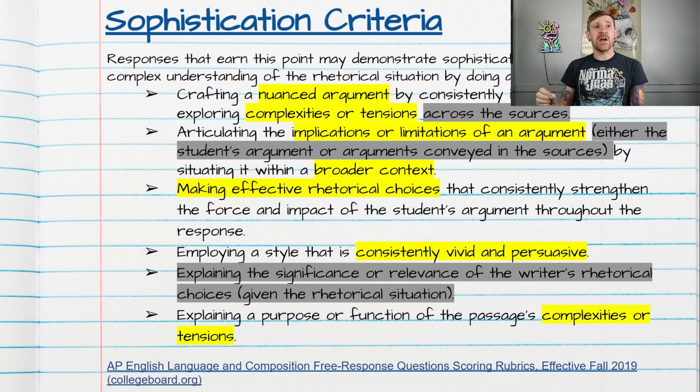So here's where we kind of looked to see things going on. When we write, we want to look for nuance. We want to look for complexity and tension for when we read and when we write ourselves. We want to look at the implications or limitations of arguments that we're reading or producing. We want to situate things in a broader context. We want to make effective rhetorical choices. We want to try to adopt language that's vivid and persuasive. And once again, let's go back to complexities and tensions because that's mentioned all the time. So today I'm going to give you some quick tips on how to deal with all of that.